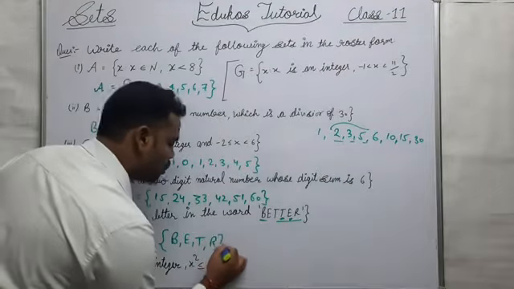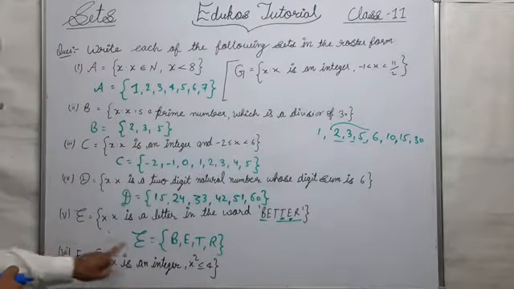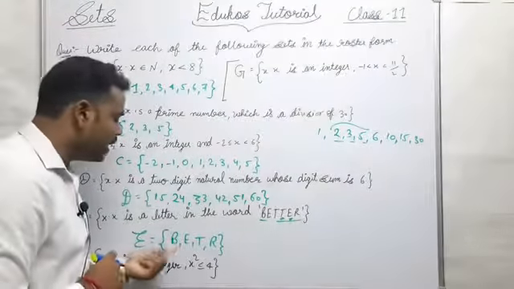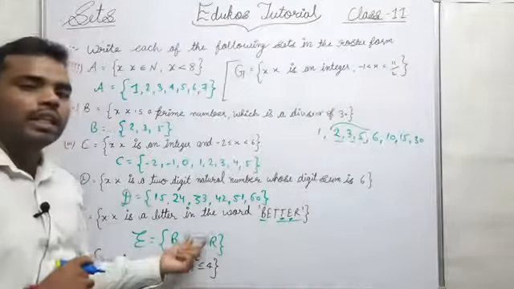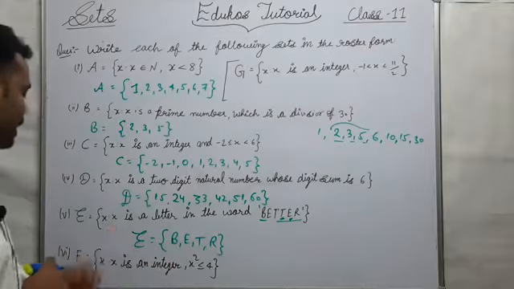Okay, so the set E can be written as {B, E, T, R}. Okay, so there are 4 elements in set E.